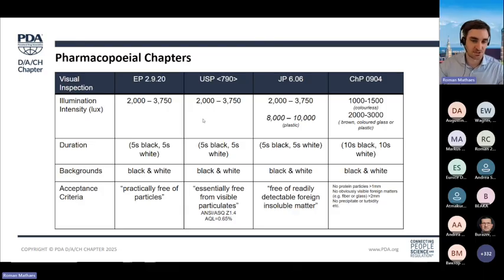For example, just one example, the USP states for the illumination larger than 2000 to 3750, and other chapters may not give this wording. So again, here, I personally believe it's a missed opportunity that we're not fully harmonized over the PDG. Of note, some other nations, for example the Chinese pharmacopoeia, can provide you with different procedures and different acceptance criteria. This needs to be considered.